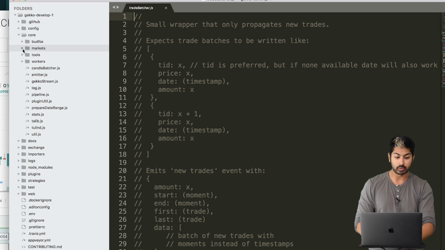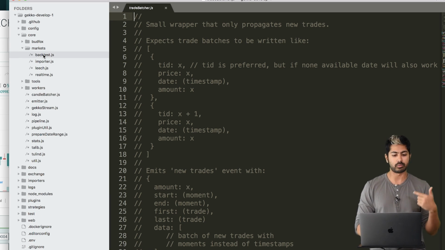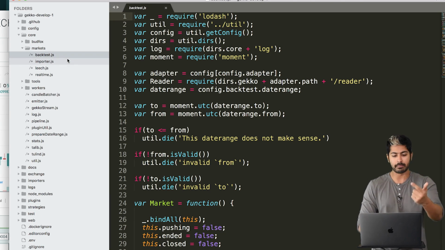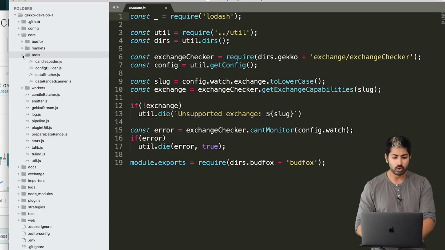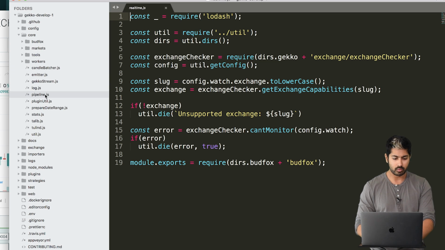So that's for BudFox. That's a real-time market, but there are other types of markets. We can back test like we just did in that demo. We can import data from wherever. And then there's some tools. There's some workers. This is all low level right here. We don't really need to worry about that.